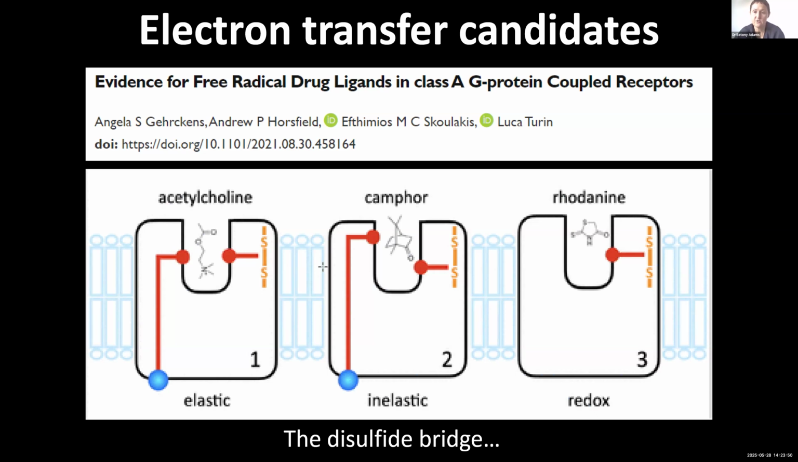Disulfide bonds are central to protein stability, but there's also growing evidence that they can act as a redox switch, the function of which has been implicated in signaling processes. And just how this works in transmembrane receptors like GPCRs is largely unexplored.